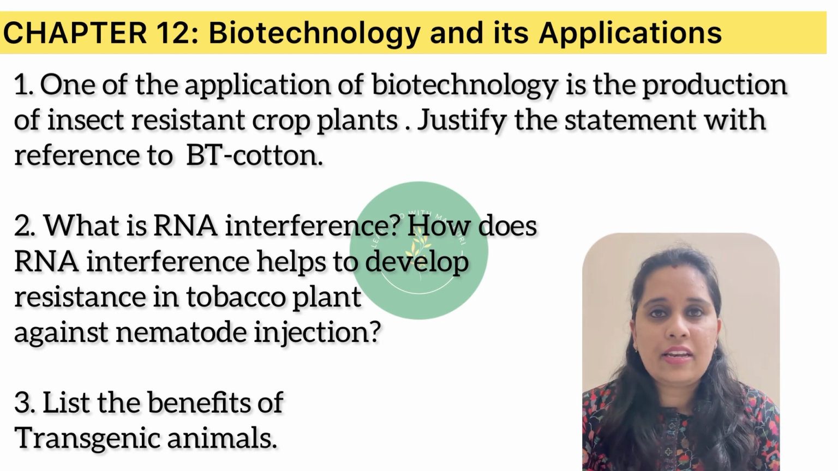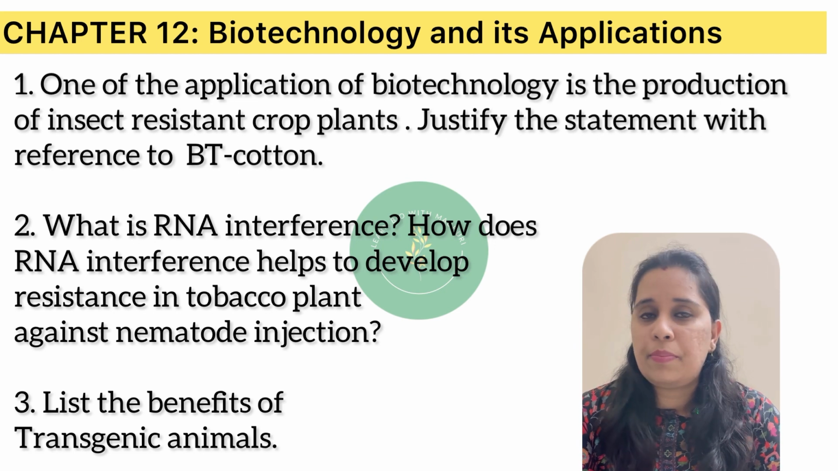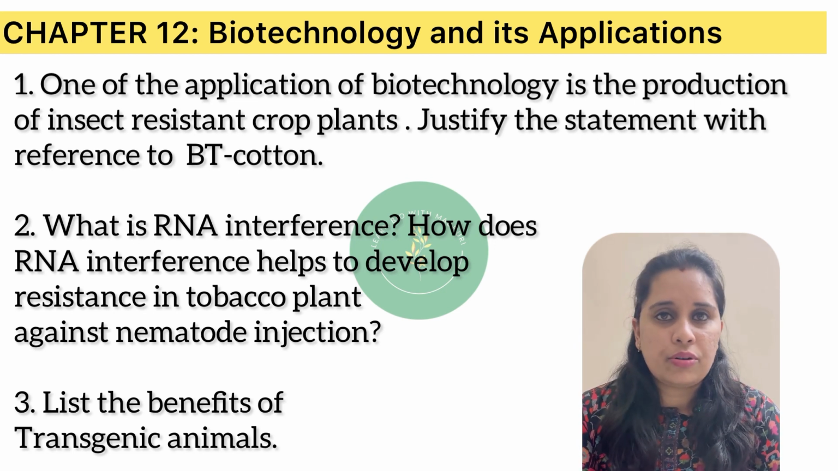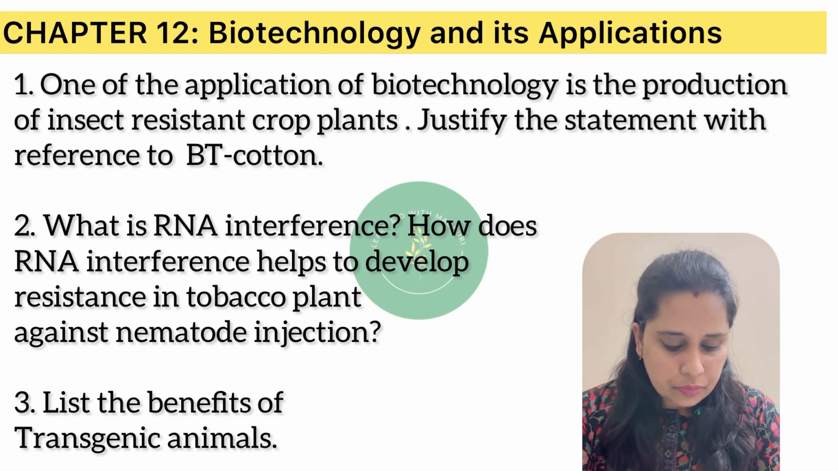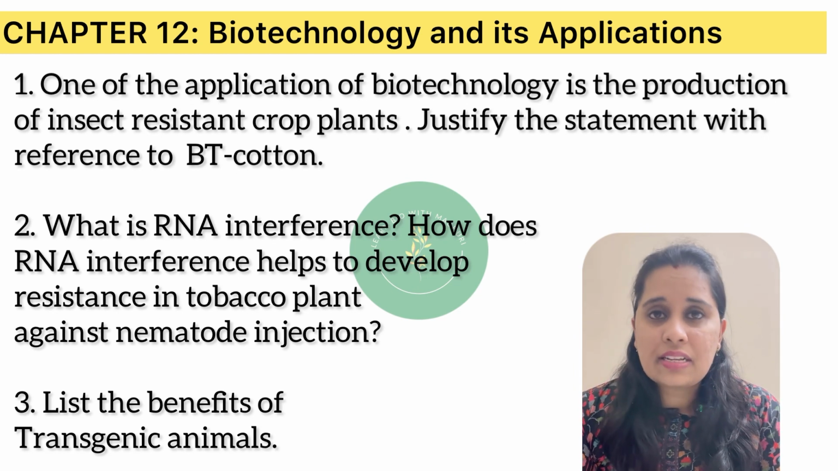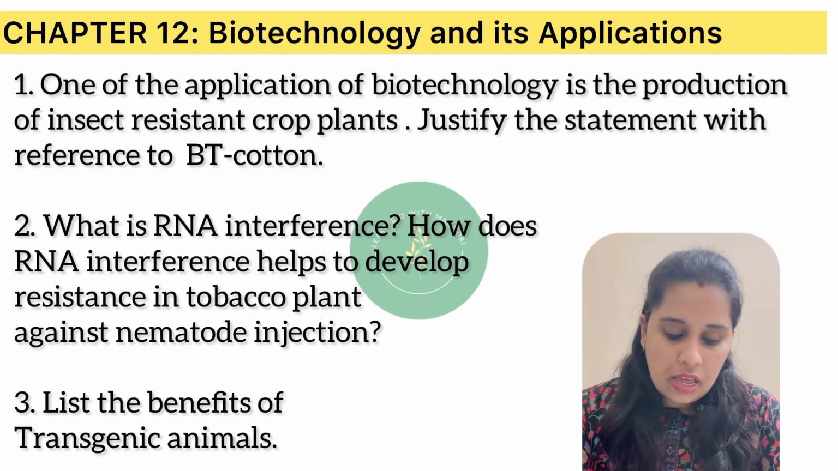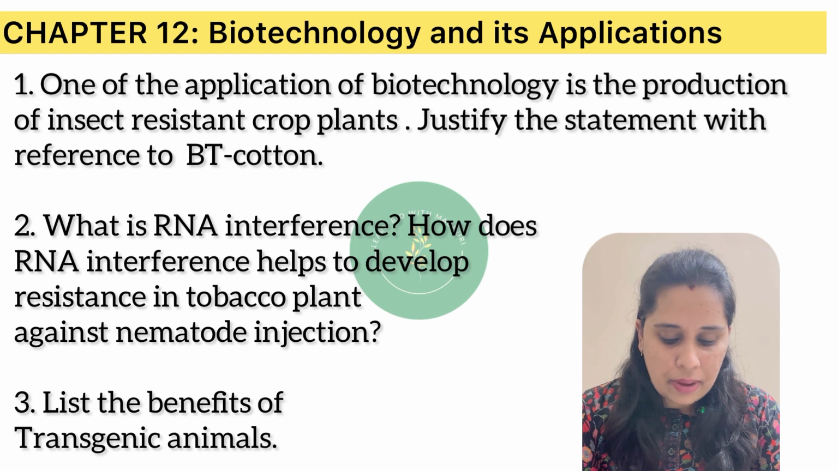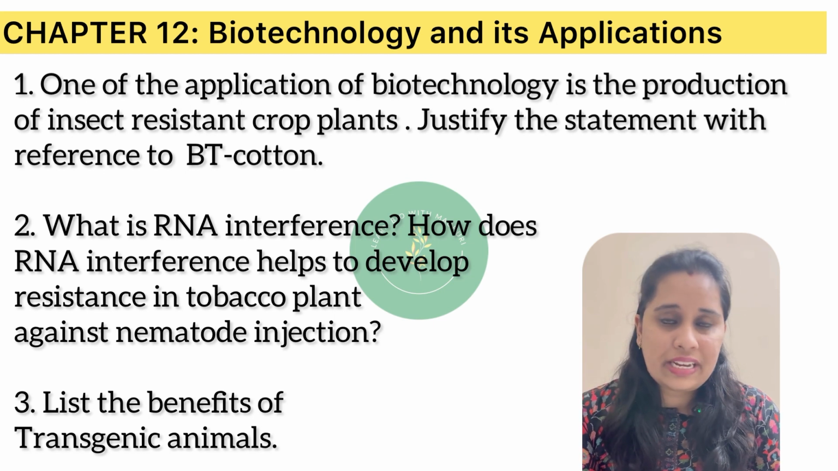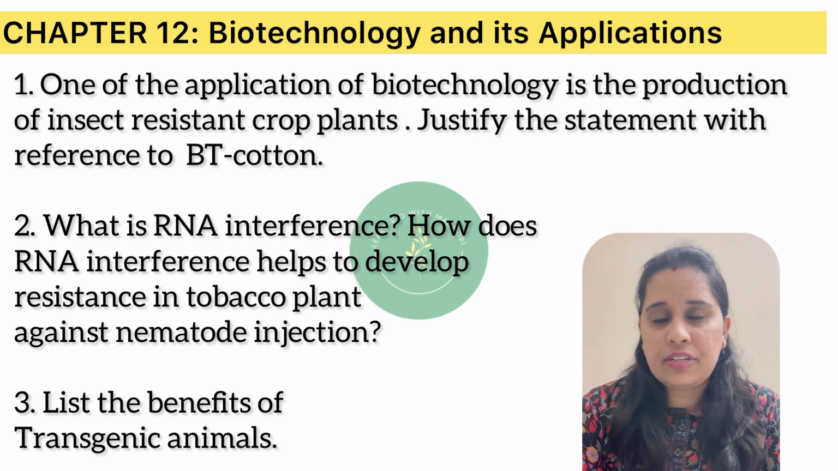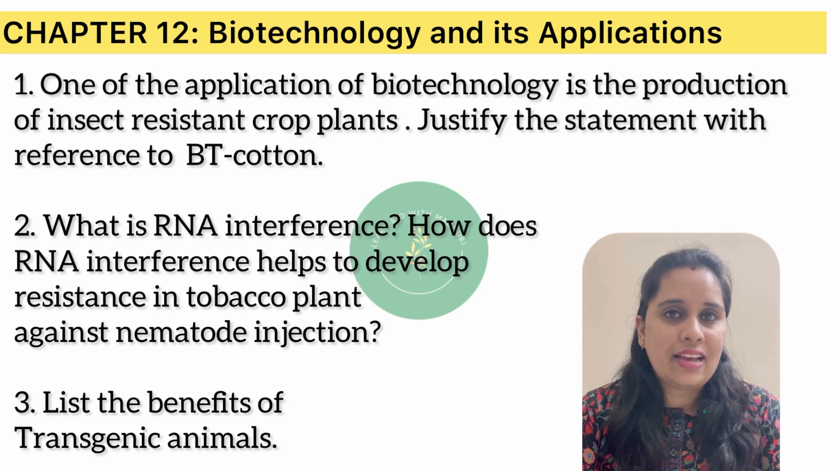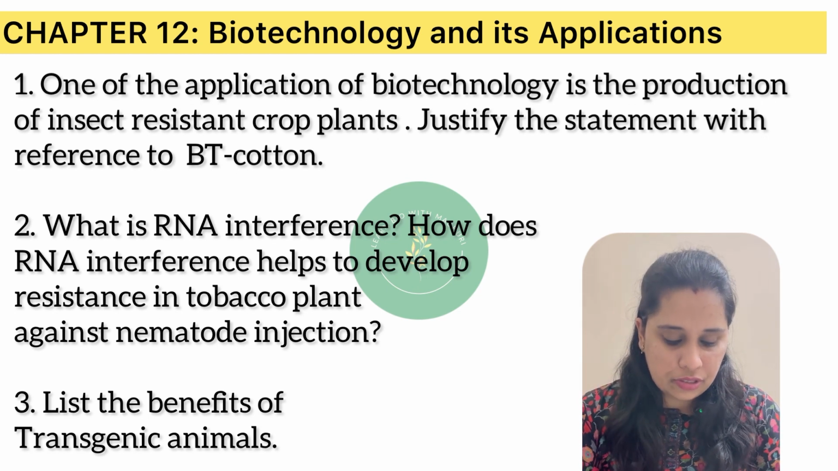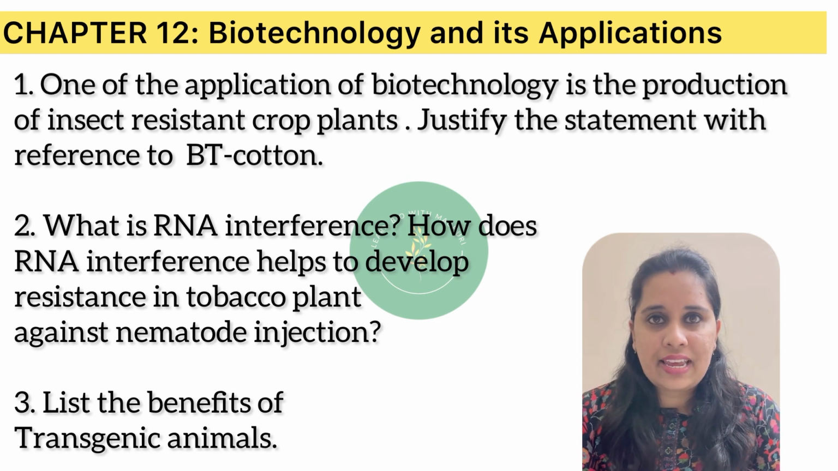Fine. Any amount of question paper, it can be preparatory or it's board. Okay. This question is must and will be asked. Question number 2, what is RNA interference? How does RNA interference help to develop resistance in tobacco plant against nematode infection? This question has also been continuously asked in the model question papers. Question number 3, list the benefits of transgenic animals.